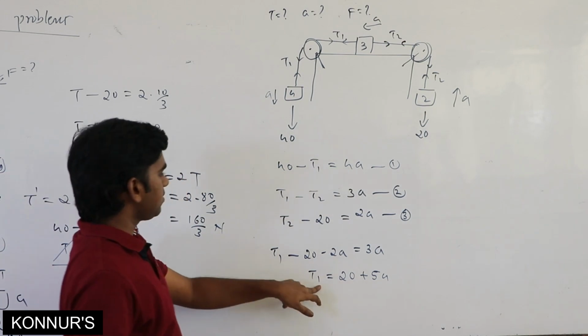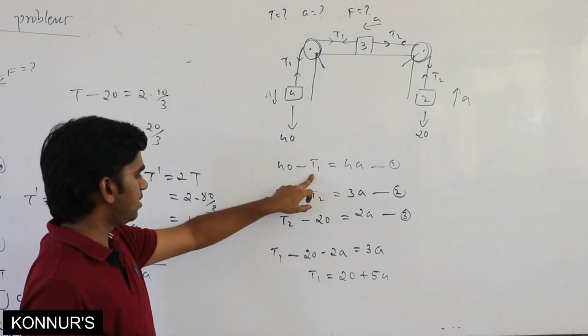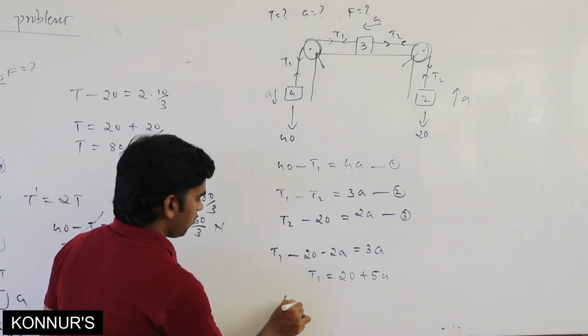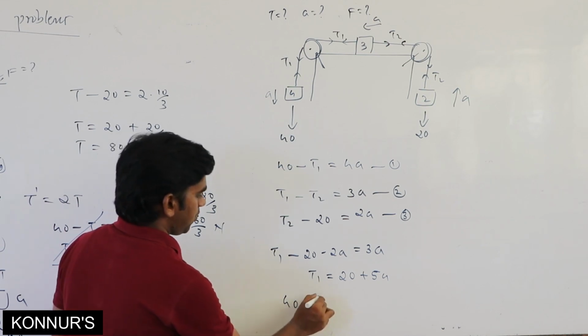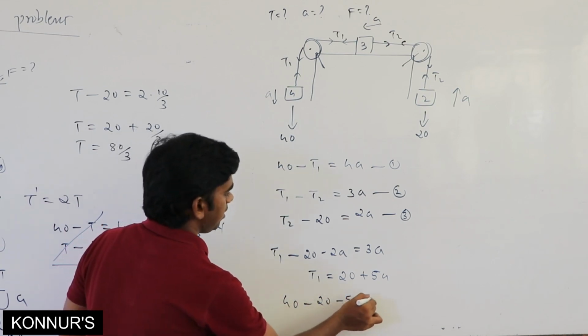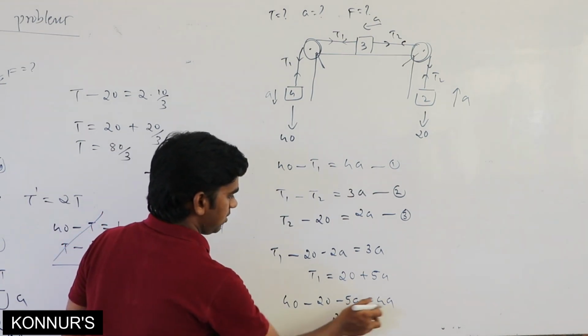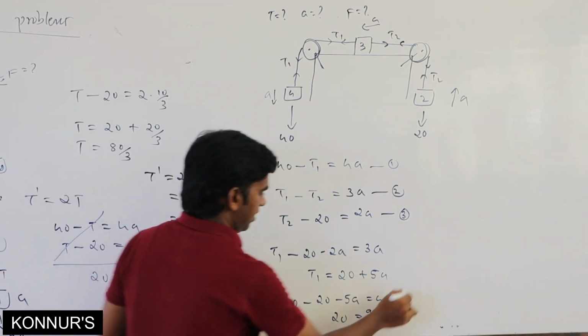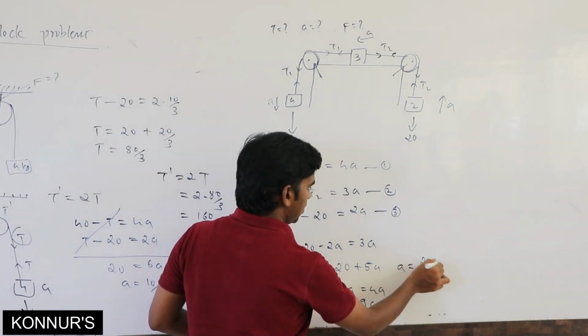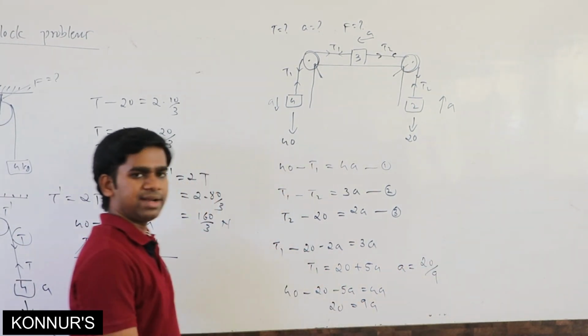Now you can substitute this T1 here. So what will happen? 40 minus 20 minus 5a equals 4a. So this is 20, and this 4a plus 5a will become 9a. So your acceleration will become 20 divided by 9.